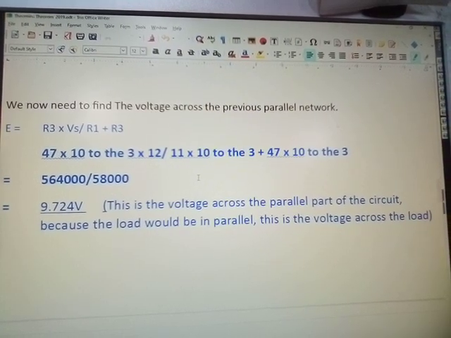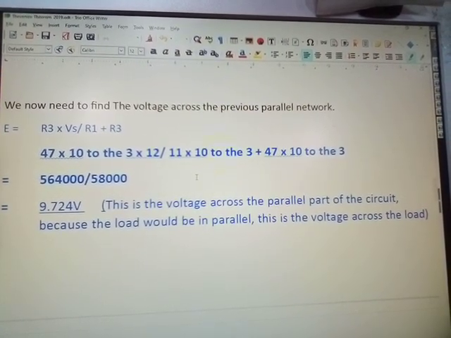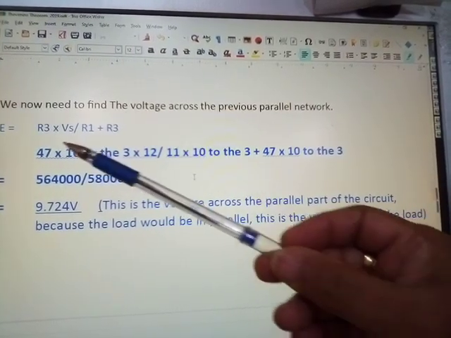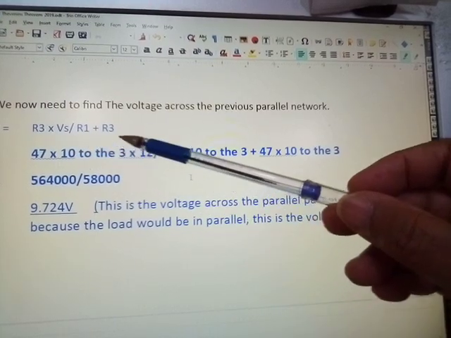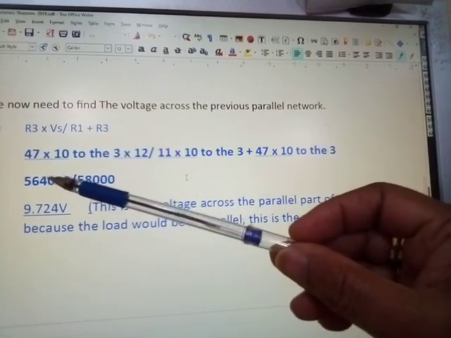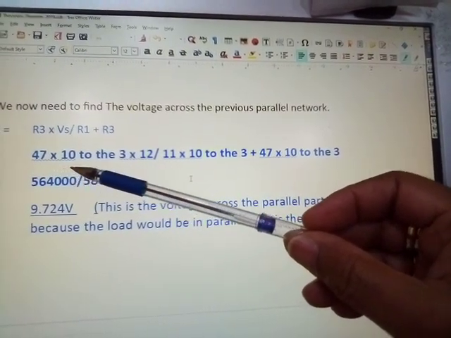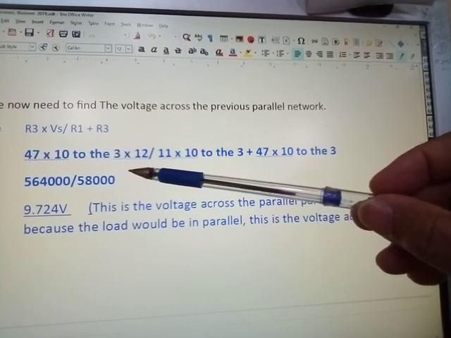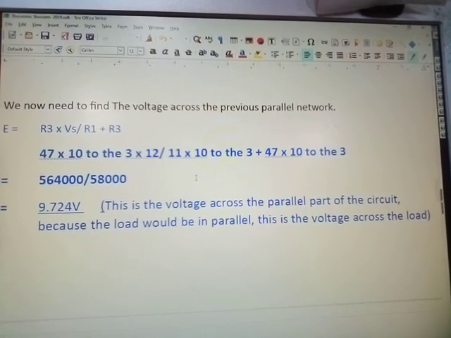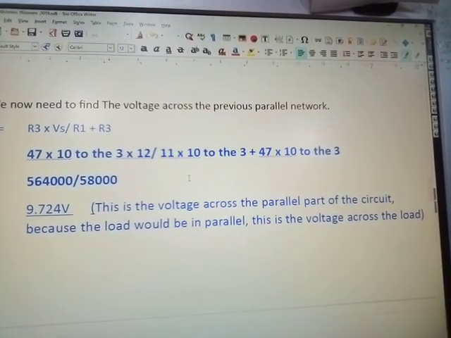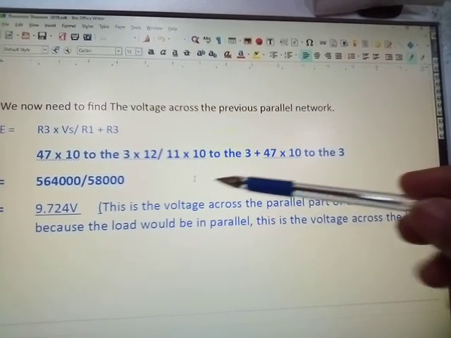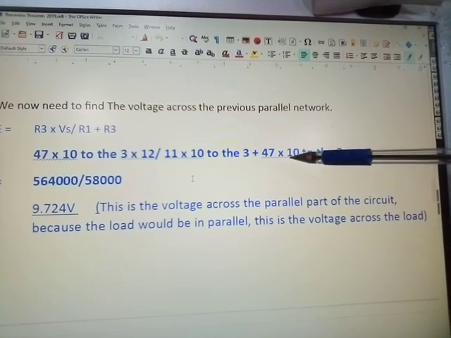Okay. Now, R3 times Vs over R1 plus R3. Now that becomes 47 times 10 to the 3 times 12, over 11 times 10 to the 3 plus 47 times 10 to the 3.